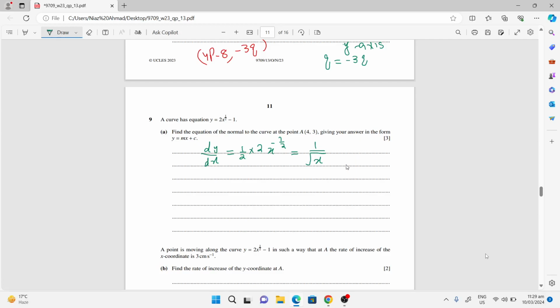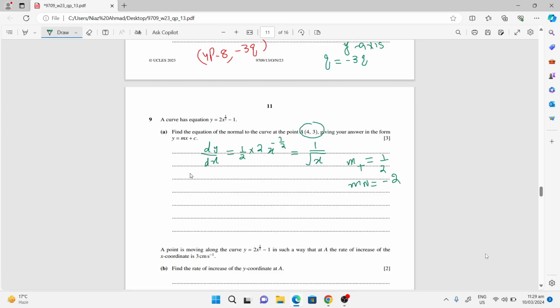So you can say gradient of tangent. Your gradient of tangent is 1 over 2. Then you find the gradient of the normal, for which we take the negative reciprocal. So it's negative 2. Now you have a point and the gradient of the normal. We need the equation of the normal to the curve at the point (4, 3), and we got the gradient of the tangent and the gradient of the normal.